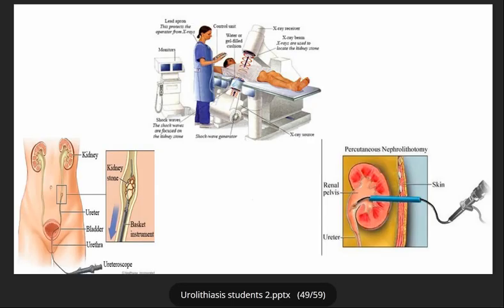This is shockwave, which is basically doing a shockwave from outside to fragment the stone, and it's usually done under local anesthesia. This is ureteroscopy, which is you go with the scope through the natural orifice, then through the ureter and into the kidney to fragment the stone. This is PCNL, which is percutaneous nephrolithotomy, and you go through the skin, and it's a more advanced procedure.